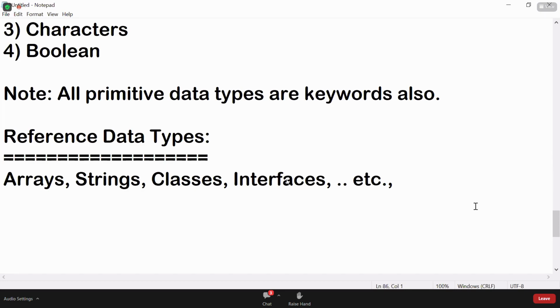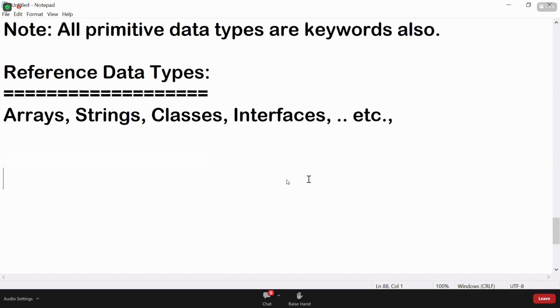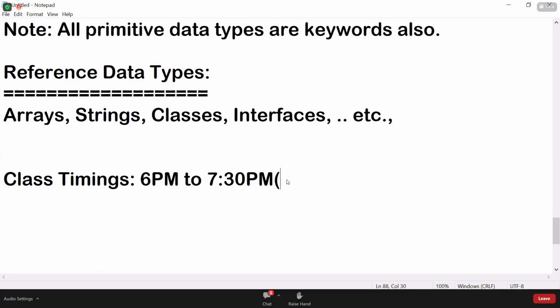We'll see the continuation tomorrow. I already told you the class timings: 6 p.m. to 7:30 p.m., Monday to Saturday. So tomorrow you have a class. See how many concepts are completed: identifiers, keywords, literals, data types.